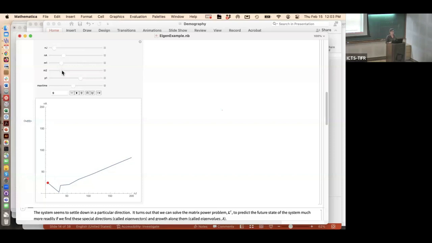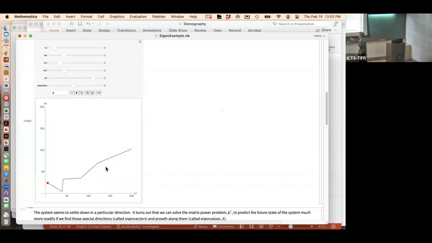I'm going to make the reproduction in the second age class larger and larger and larger. It's a little hard to see, but it's changing the angle that it seems to be approaching. The more reproduction in the second age class, the more newborns there seem to be for every adult. I can change the number of juvenile births and get the same thing, a change in these angles. Or I can change the survival. And again, it changes the dynamics and where it seems to settle down to, but it seems to settle down to a ratio of juveniles to adults that is constant after a little while.